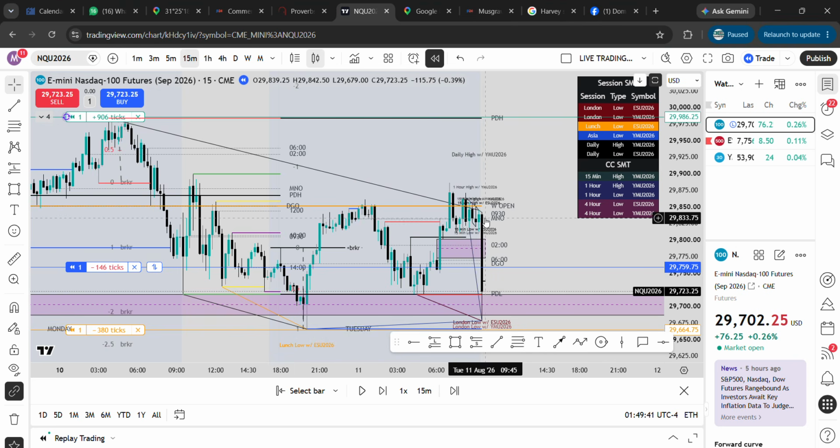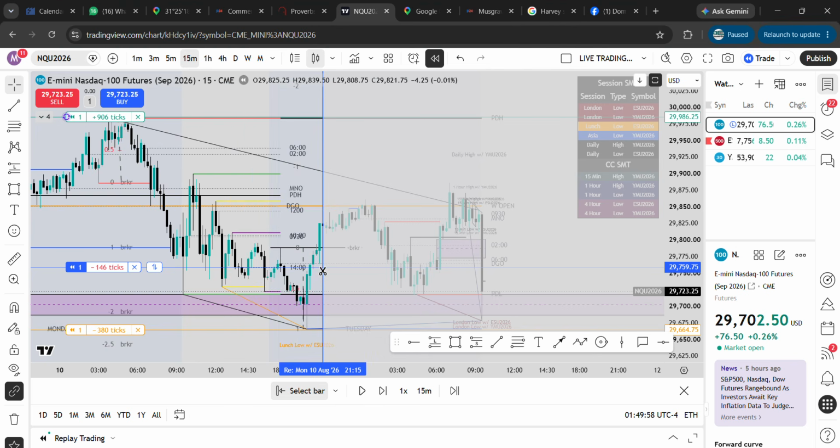I don't do that. Before this dump happened, we had this SMT on the daily high. Yeah, right? It was also on the AM high as well. That means that this long idea is over. Just for sake of discussion, let's do it the last time.